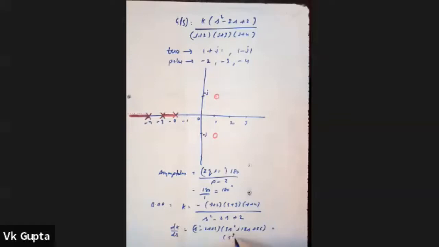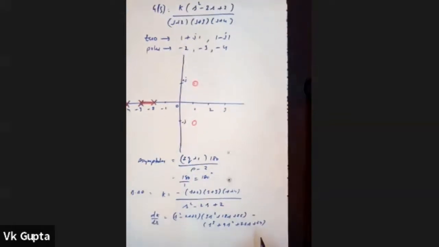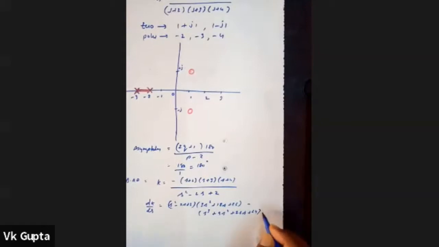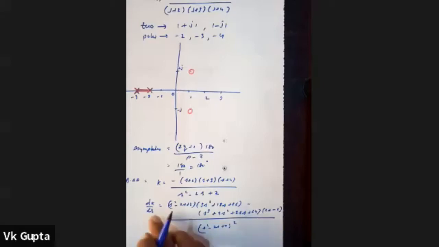s cube plus 9s square plus 26s plus 24, and differentiation of V, that is 2s minus 2, whole divided by V square. Since this is equal to zero, this derivative part will disappear.